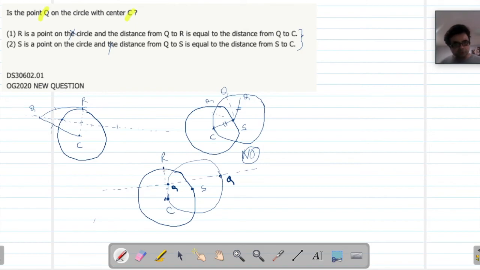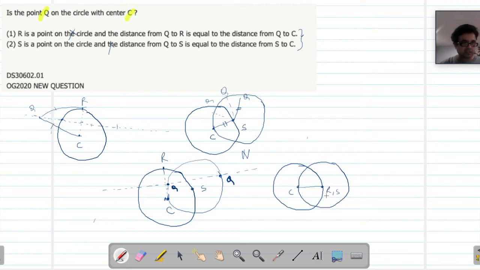So assume R and S were the same points, and this is where the trick of the question comes in. So let's draw our circles again. As we draw our circles again with R and S as the same points, now we have to figure out where the Q is. We know Q has to be on this circle and on the perpendicular bisector of C and R, which would be this line over here. So the possibility for Q would be these 2 points, both of which lie on the circle with center C. And in this case, and in only this case, Q will lie on the circle. So we have 2 possibilities.